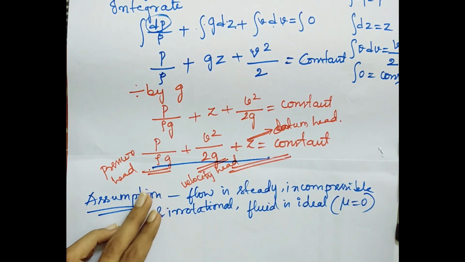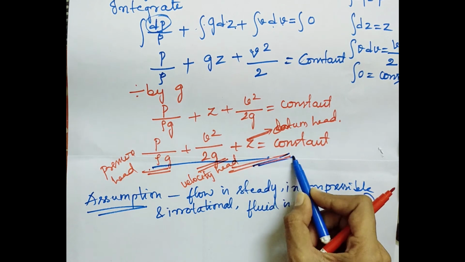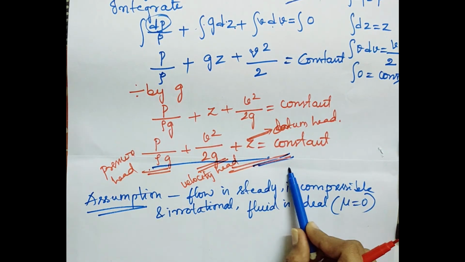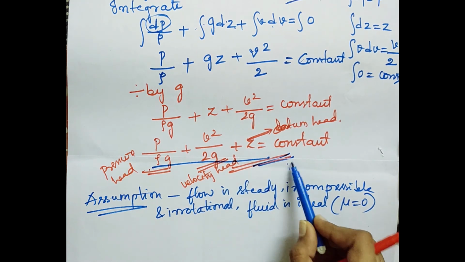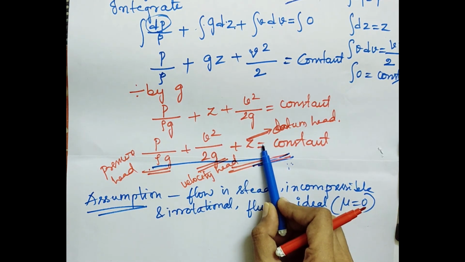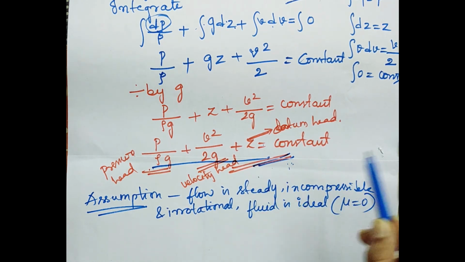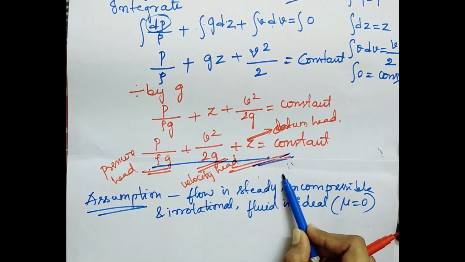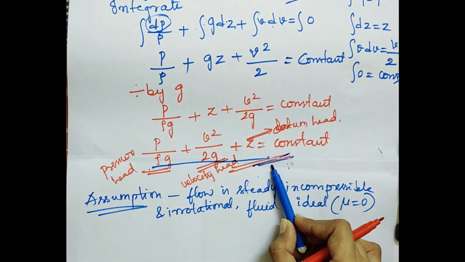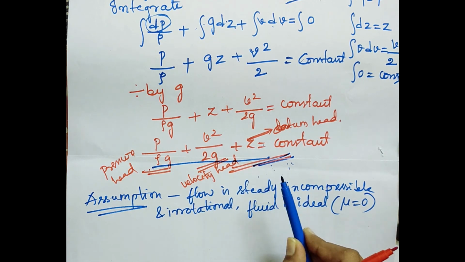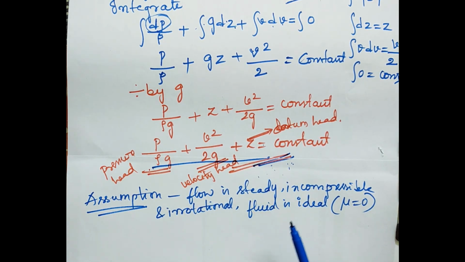So this is the expression for Bernoulli's equation using the Euler's equation of motion. If in the question it is asked to derive the Bernoulli's equation, you have to start with Euler's equation. In the question, sometimes they may ask to derive the Bernoulli's equation starting with the Euler's equation, or they simply ask to derive the Bernoulli's equation. So you have to derive starting with the Euler's equation only.